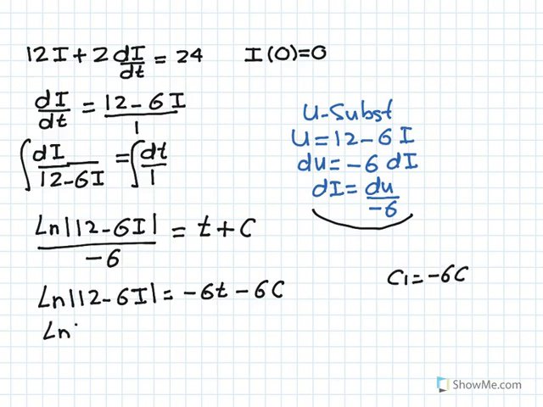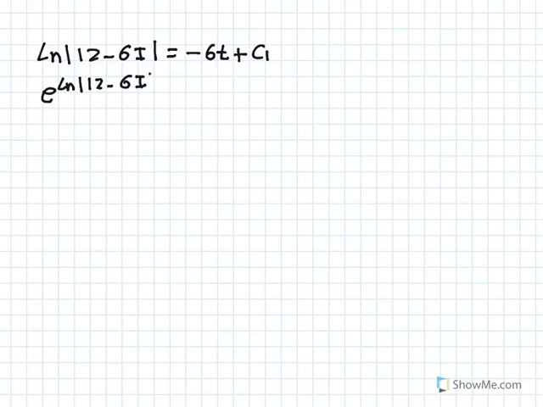So we get log of 12 minus 6i is equal to minus 6t plus c1. All right, so we have log of 12 minus 6i. I'll rewrite this so we can work with this equation on this page, is equal to minus 6t plus c1. Now exponentiate both sides so we can get rid of the log. So we have e to the ln of 12 minus 6i is equal to e to the minus 6t plus c1. Let's now separate out the exponentials using the exponential law.